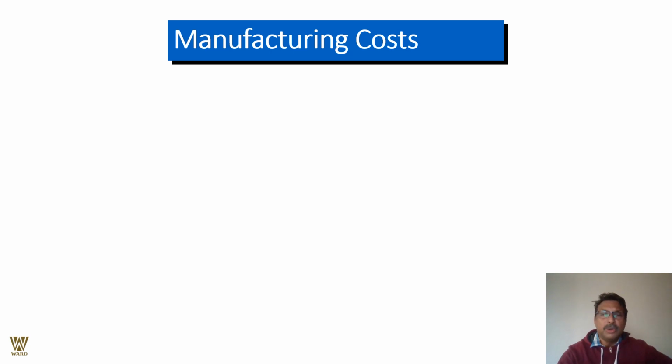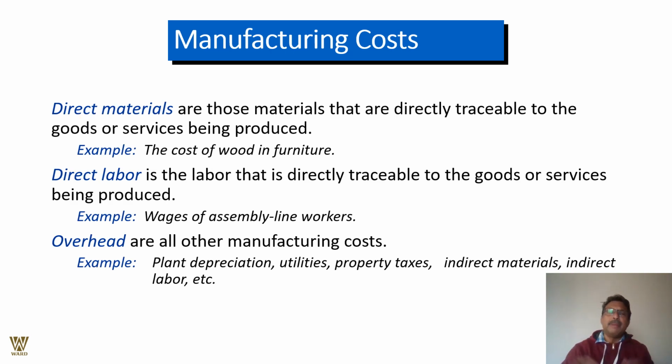So, manufacturing cost: what do we go around? Direct materials are those materials that are directly traceable to the goods or services being produced. For example, the cost of wood in furniture, definitely. Another example is the cost of gas in producing electricity. Direct labor is labor that is directly traceable to the goods and services being produced. For example, wages of an assembly line worker are a direct cost.